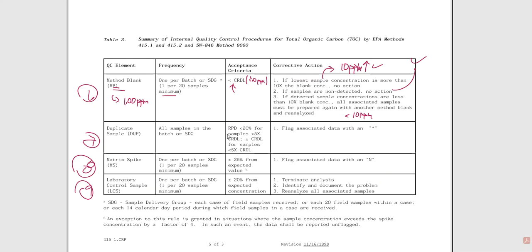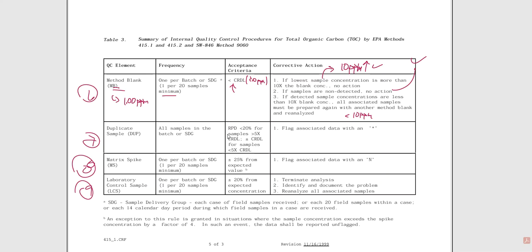If the QC sample does not work, under the corrective action column, it says terminate. Arnold Schwarzenegger. No, that's Terminator. Identify and document the problem and reanalyze.